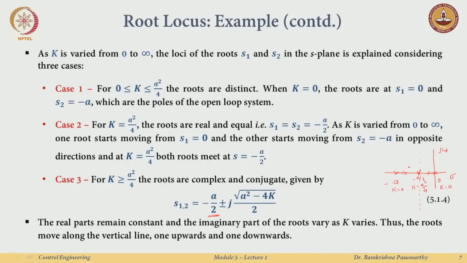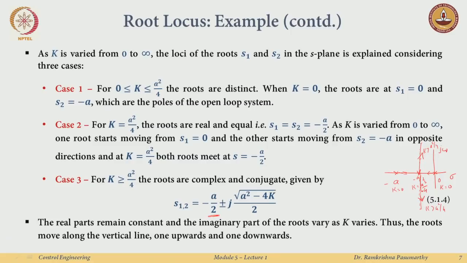So, when k equal to a squared by 4, I am here and then I am just moving around along these lines, for k greater than a squared by 4, similarly here. And we know that if there is a root here, there will always be a root here, right, because of the nature of the system. So, the real part remains constant and the imaginary part varies as the gain k varies. Thus, the roots move along a vertical line, so they go this way and this way.